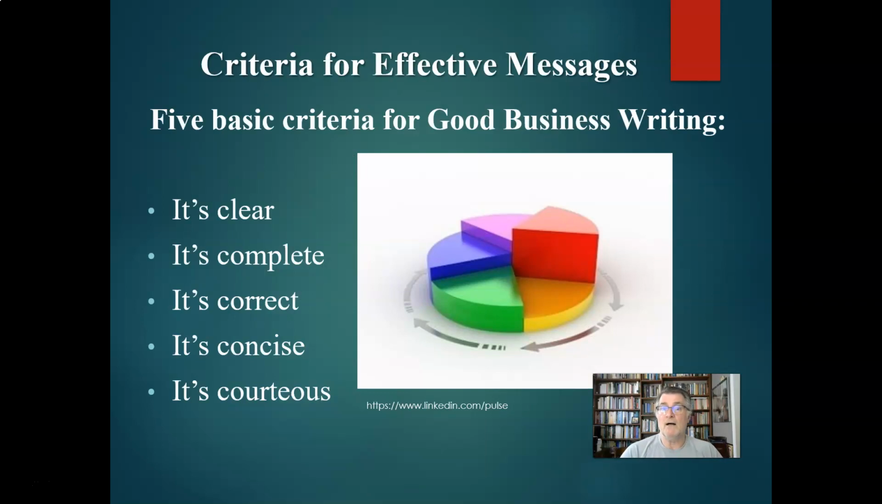So the criteria for writing a good message ultimately is actually pretty straightforward. And if you like sort of, things that are kind of in lists, you can talk about the 5 C's: clear, complete, correct, concise, and courteous. All those things go a long way to creating a good and effective message.